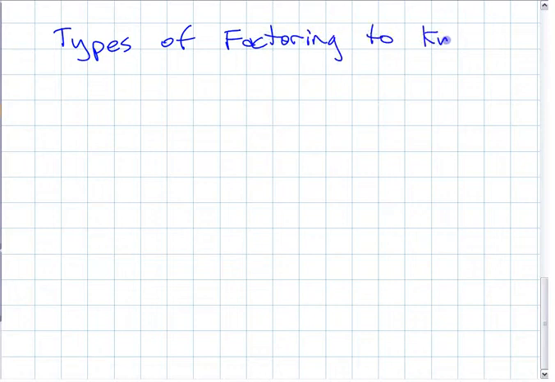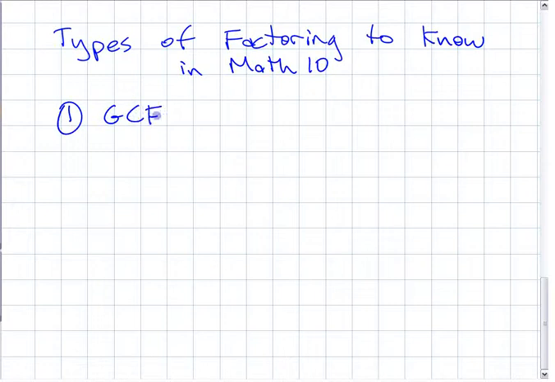Factoring you know already, or in theory you know. Types of factoring to know in Ma10. Okay, as in factoring polynomials, right? First kind of factoring of polynomials you learned was called GCF. We'll do one example of each thing here real quick.